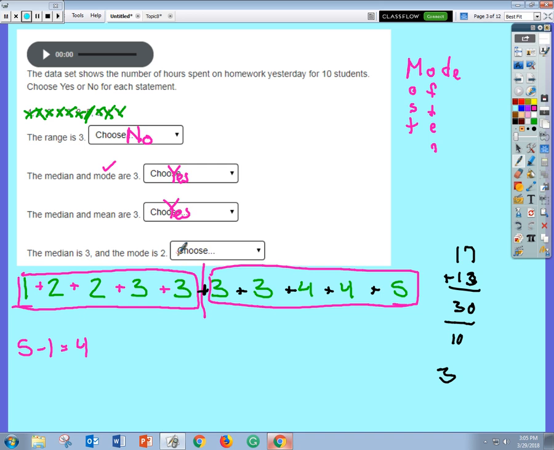The median is 3 and the mode is 2. We've already stated the mode is 3. It can also not be 2. So this would also be a no. All right, let's move on.